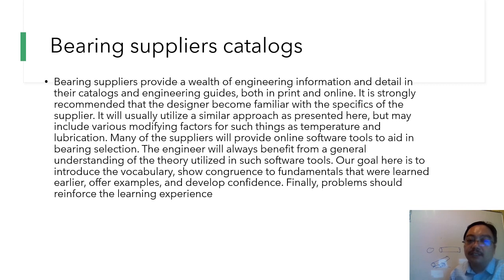The next slide is talking about bearing suppliers' catalogs. Bearing suppliers provide a wealth of engineering information in detail in their catalogs and engineering guidelines. Sometimes a catalog is so thick like that. Both in print and online, it's strongly recommended that the designer become familiar with the specifics of the supplier. They will usually utilize a similar approach to that presented here, but may include various modification factors such as temperature and lubrication. So the basics that we learn in this topic are quite the same. If you go into detail, these companies all have slight variations.